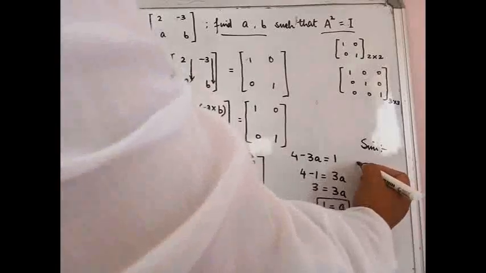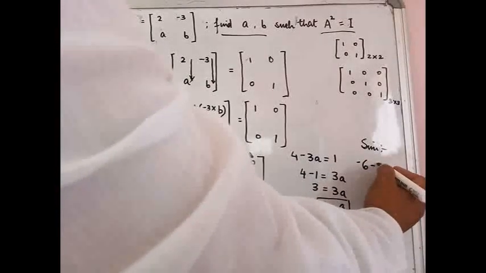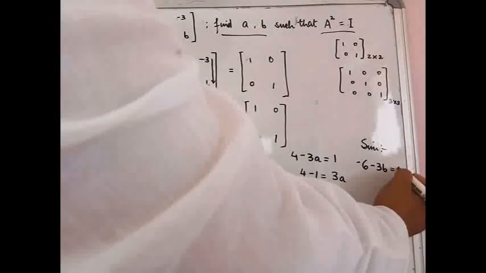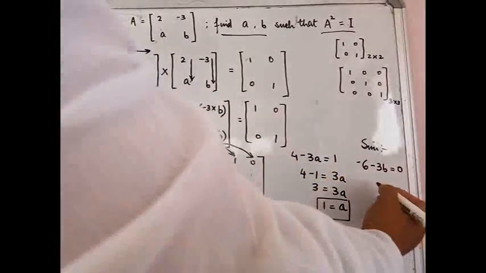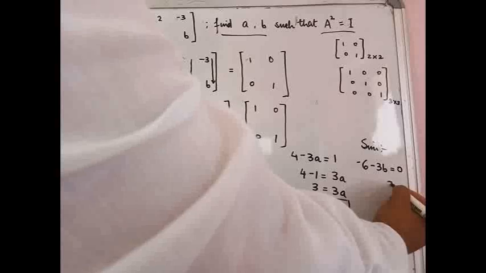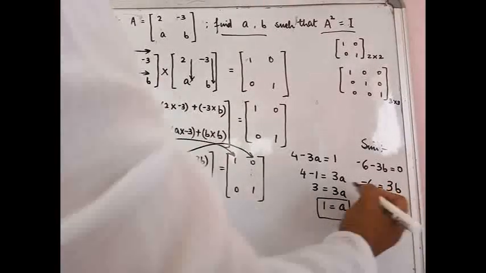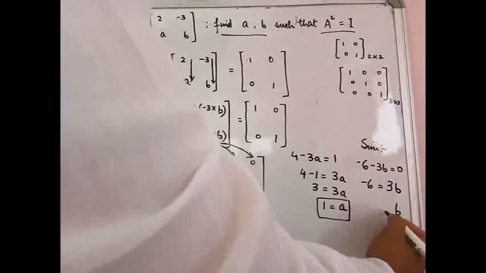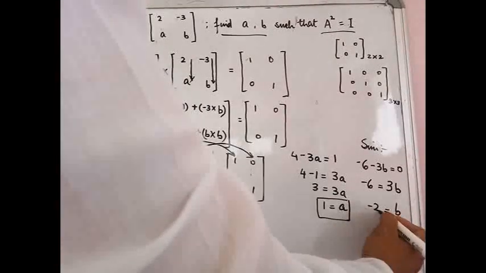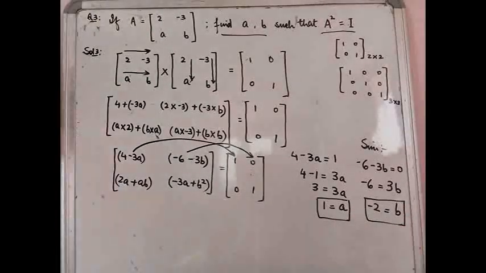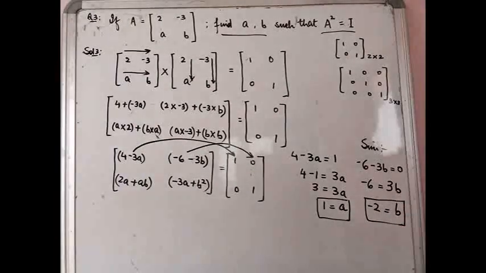So we can write minus 6 minus 3b, which is this entry, is equal to 0. That means minus 3b goes to the right side, it becomes plus 3b, and we have minus 6 present here, so b becomes minus 2. So these are the two answers that we have got based on the condition that was given to us.